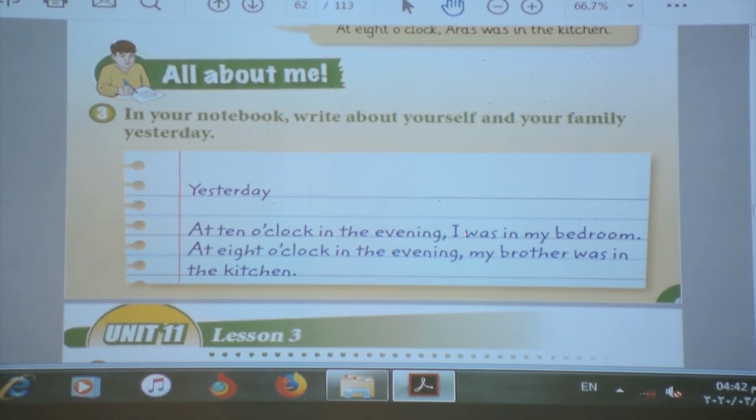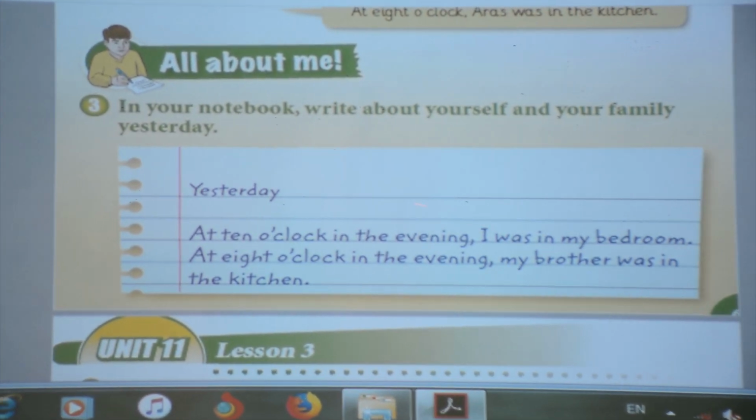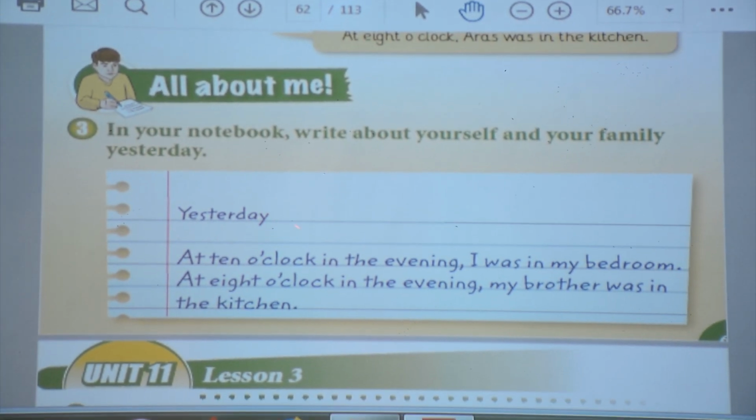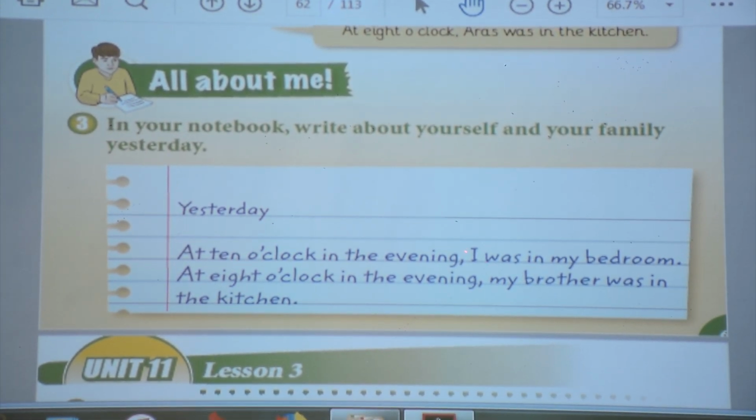Now we have "was." It's used for the past. Yesterday is past and we have "I." If you have "I" for the past, you should put "was," okay? And with o'clock, you should put "at." Which preposition should we use? At 8 o'clock in the evening.